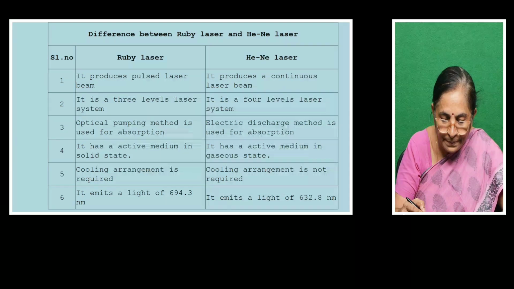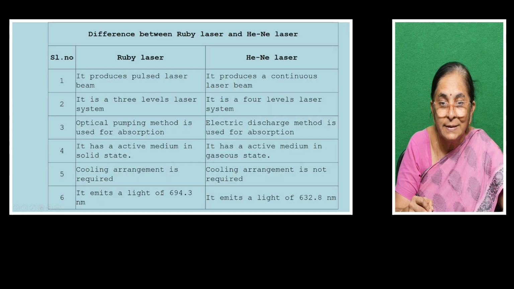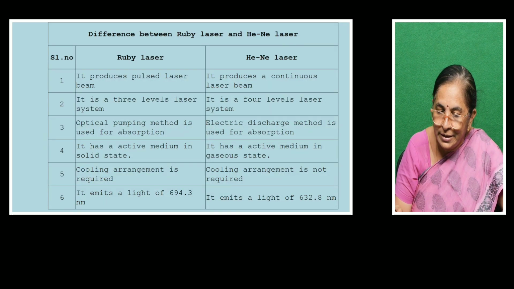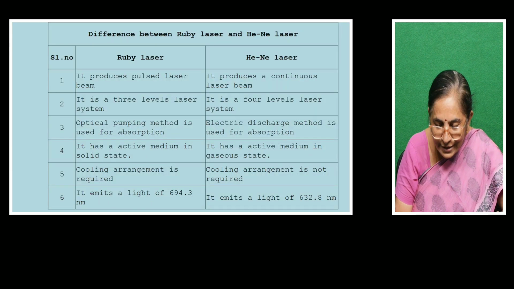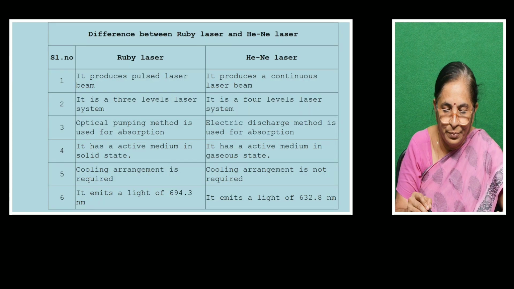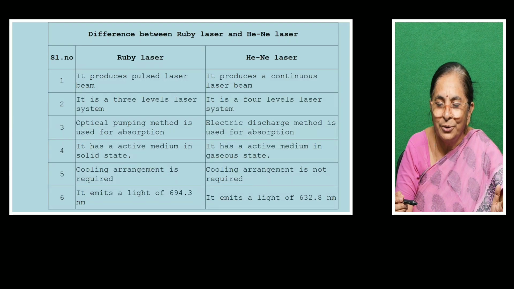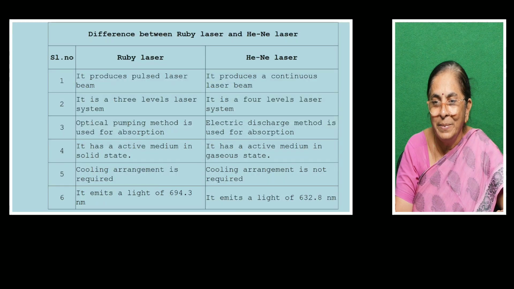Now from the ruby laser we get laser light of 694.3 nanometer, whereas the helium neon laser produces laser light of 632.8 nanometer. Okay, wavelength-wise it is a little less, but the energy of the laser light coming out of the helium neon laser is more than the ruby laser. Because we know energy equals h nu, or you can say hc by lambda. When lambda is less, the energy will be more. That's why it finds applications in the medical field and all.